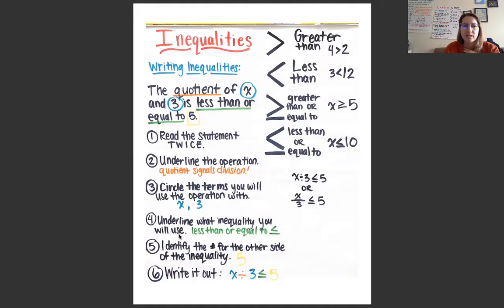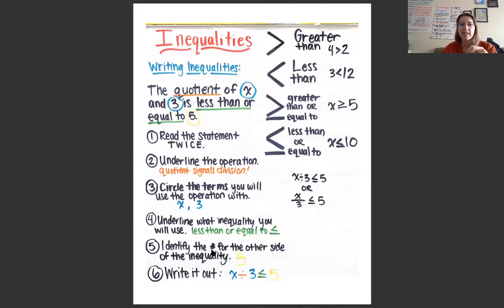The next piece is to underline what inequality you will use, so which of these 4 inequalities you're going to use. And it says less than or equal to. So I underline that to remind myself, okay, I've got division happening of x and 3, and less than or equal to.